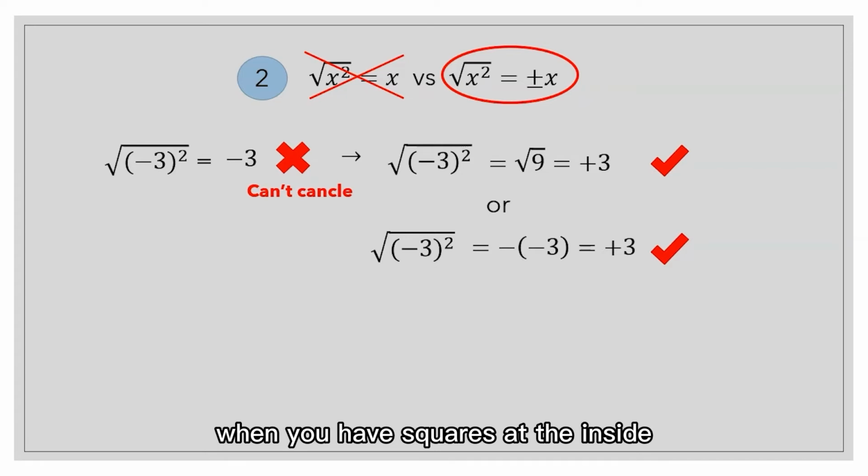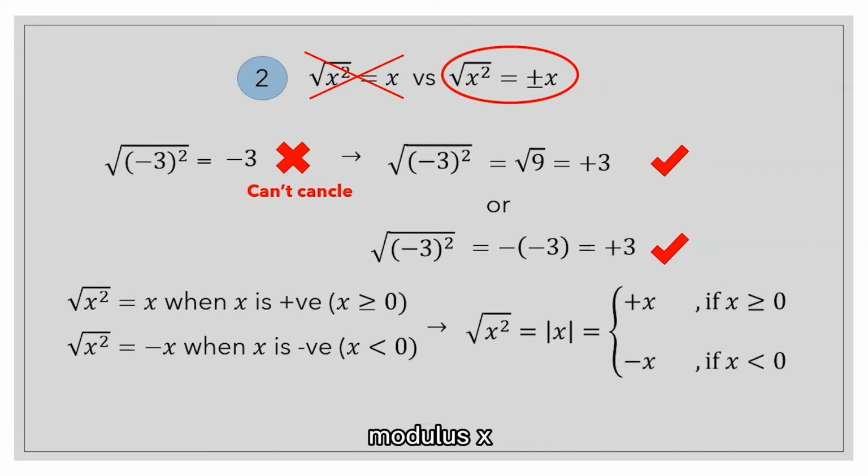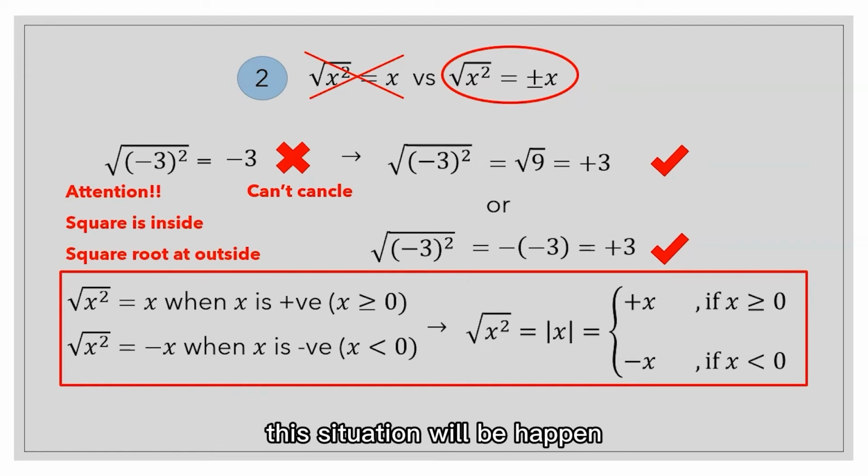When you have square at the inside and square root at the outside, if your x is positive, then your result will be positive x. If your x is negative, then your result will be negative x. The more formal way to write this is modulus x. Attention! This situation will happen only when square is at the inside and square root is at the outside. So you have to be aware of this, especially during the exam.